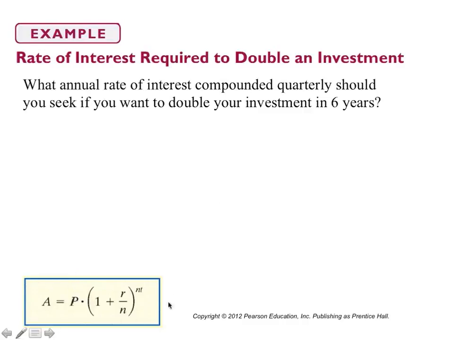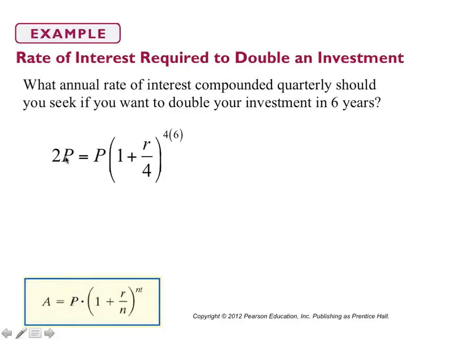So we're going to have our formula down here. This is our compound interest formula, and we're going to plug in what we know. Our principal doesn't matter what it is. It could be $100 or $1 million. But our future value, we want it to be twice what the principal was. So if our principal was $100, we want A to be $200. If our principal was $1 million, we want A to be $2 million. It just needs to be twice whatever the principal is.